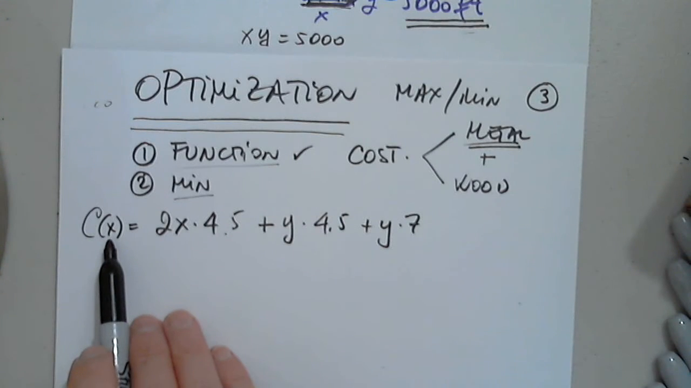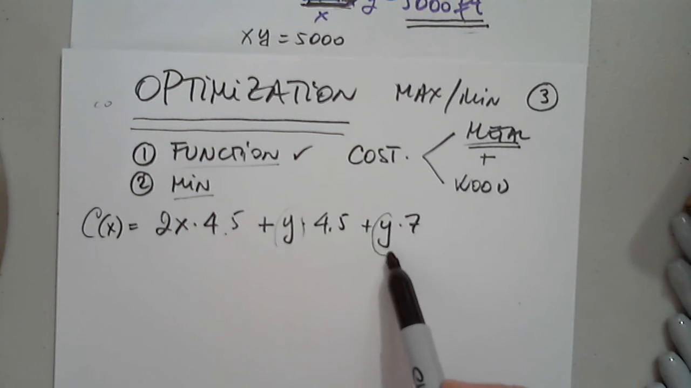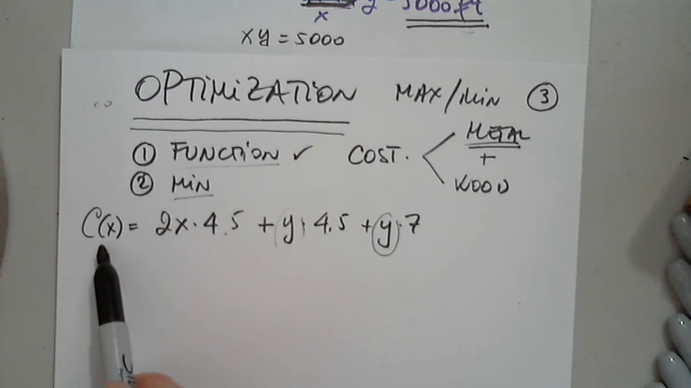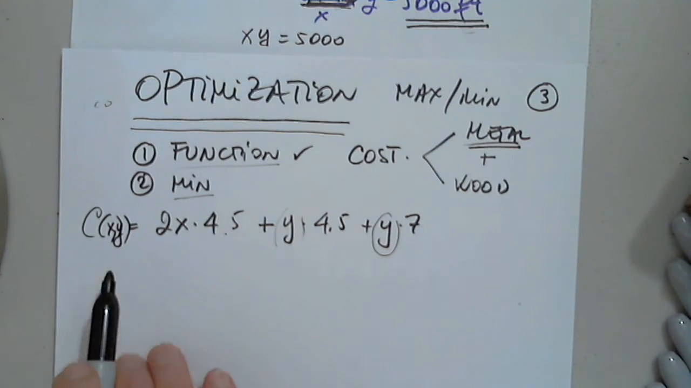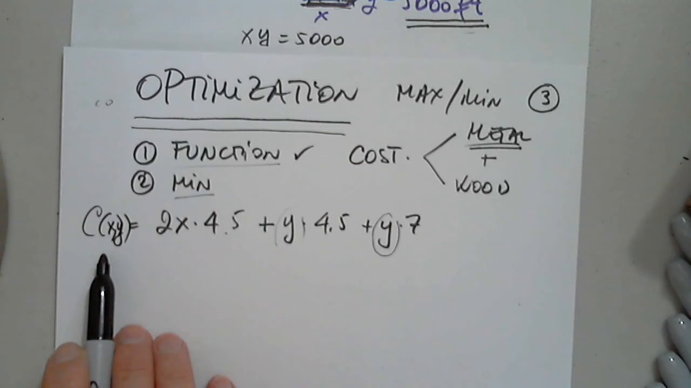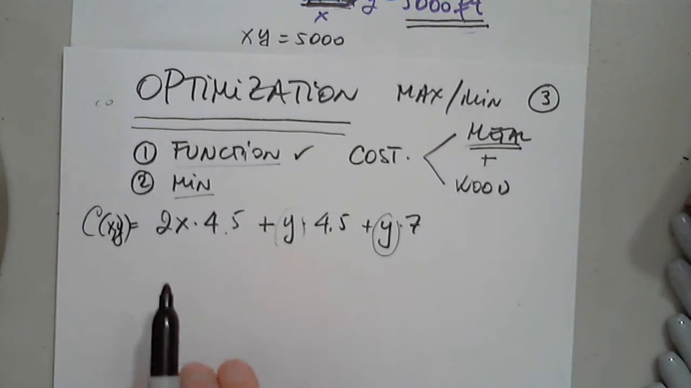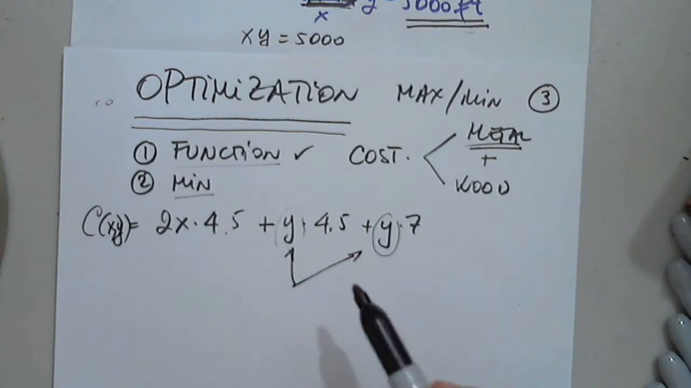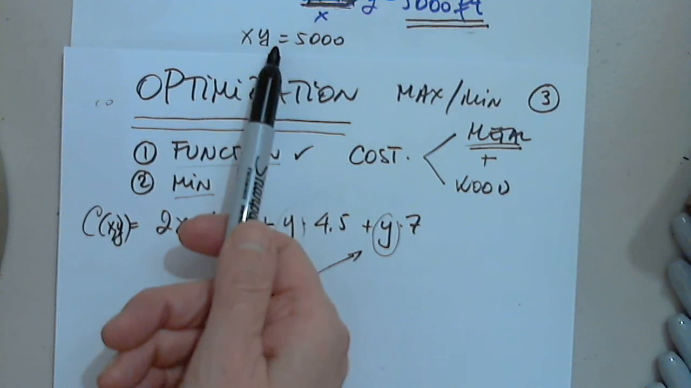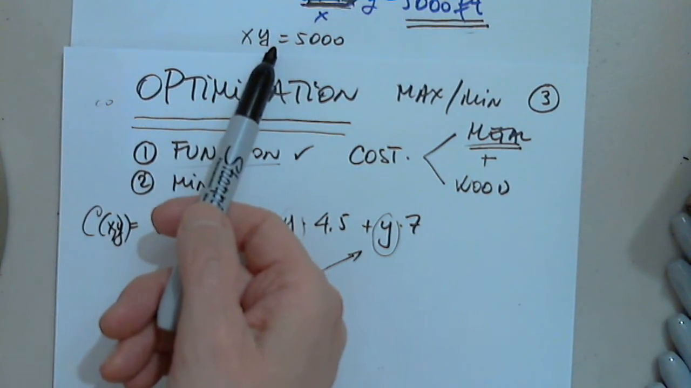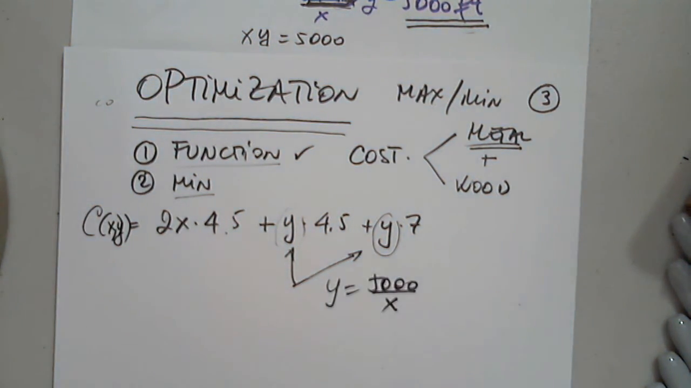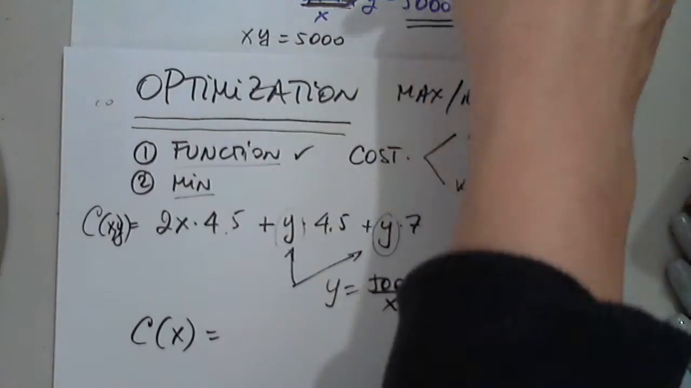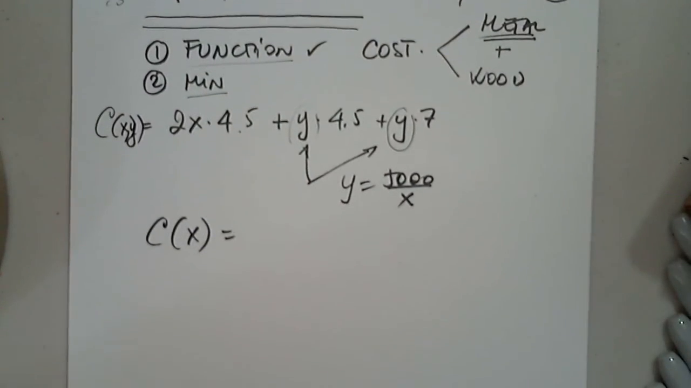But I wrote here cost of x, but I have a y inside. This has to go. To be exact, it's a function of two variables now. But we don't know yet how to differentiate a function of two variables. We will, towards the end of this course, but right now we are restricted. But this is very easy. It comes out of this: y is definitely 5,000 divided by x. So there is no problem to replace it here. Now the cost is just a function of x.